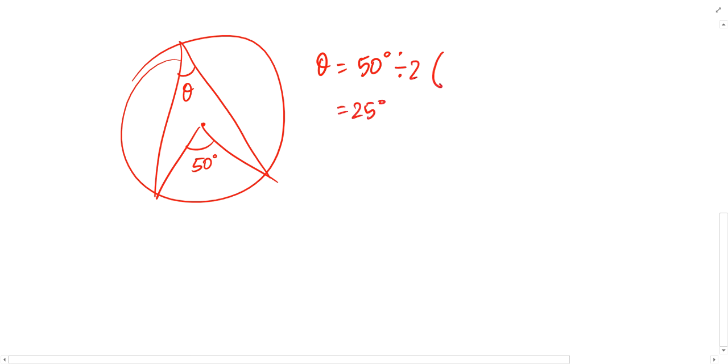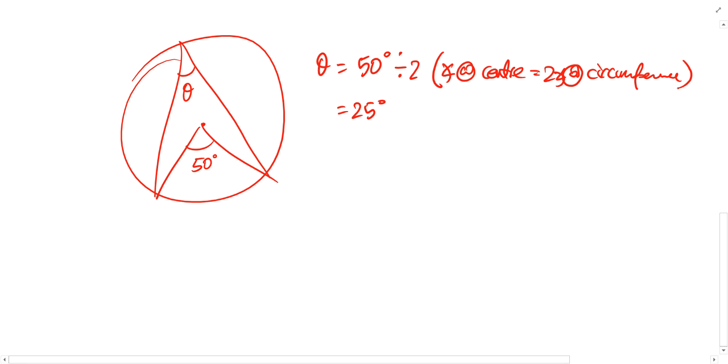Let's try an example. So if I give you a circle over here, this being the center, this is 50 degrees. Then how much is this theta? 25 degrees. Okay, theta equals to 25 degrees. But can I just write it like this? What is the working like? Okay, theta equals to 50 degrees divided by 2. And we get 25 degrees. Then you write the reason on this side. Angle at center equals to 2 angle at circumference. Okay?